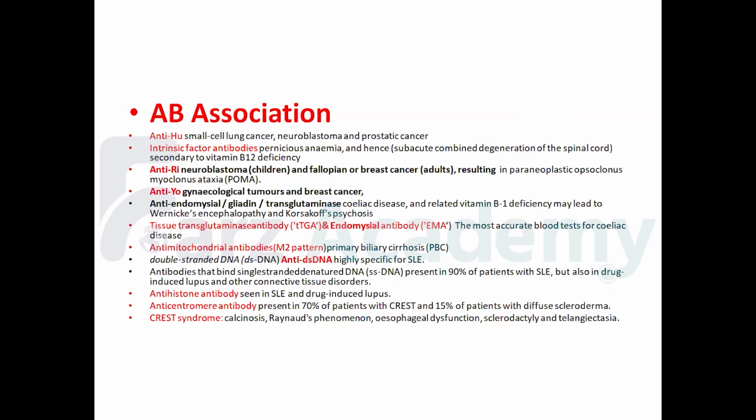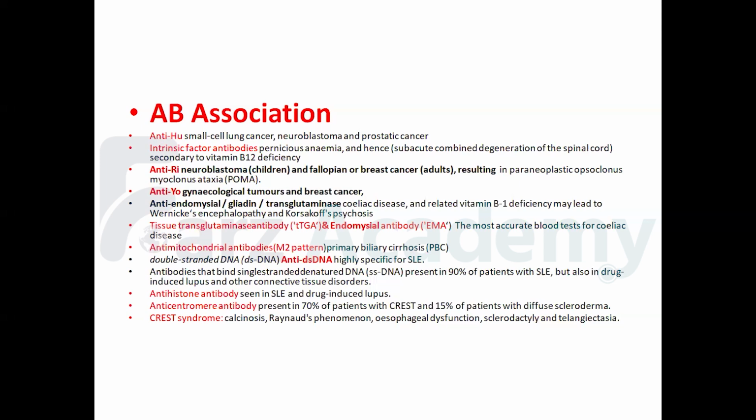Intrinsic factor antibodies are found in pernicious anemia and hence subacute combined degeneration of the spinal cord, secondary to vitamin B12 deficiency. Anti-Ri antibody is found in neuroblastoma in children and fallopian or breast cancer in adults, resulting in paraneoplastic opsoclonus myoclonus ataxia. Anti-Yo antibody is in gynecological tumors and breast cancer. Anti-endomysial, gliadin and transglutaminase antibodies are present in celiac disease.